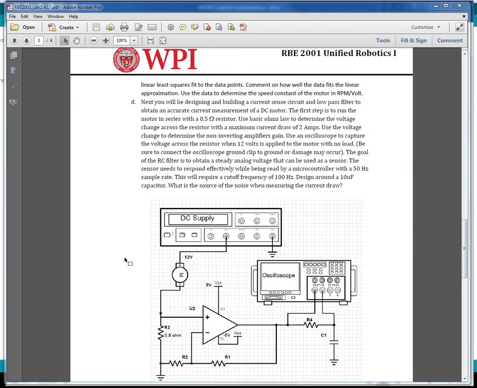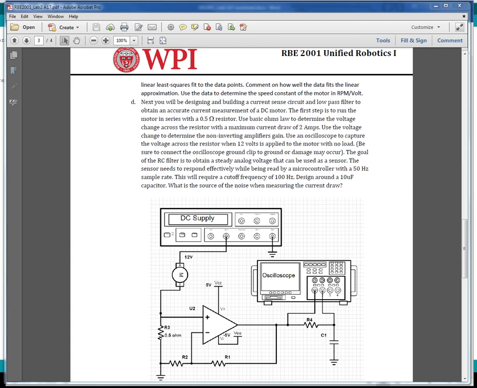In this next step of this lab, you're going to build this current sensor. The way this works is if you assume that you need a maximum current of 2 amps through the motor here, and you use a 0.5 ohm resistor right here, you can easily figure out what the maximum voltage is at 2 amps from ground to this point right here.